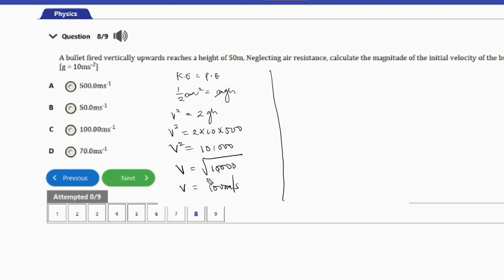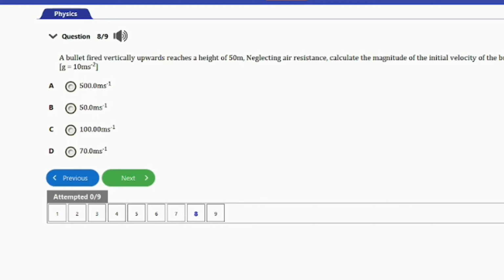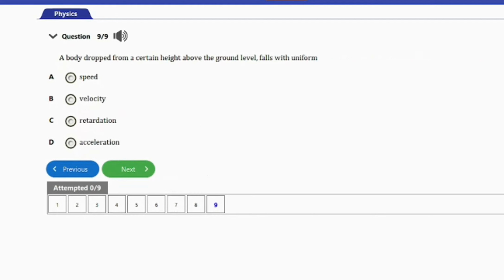So let's go ahead and consider the next question, guys, and that's the last. So the last question here, question number 9, says, a body dropped from a certain height above the ground level falls with uniform: A, speed, B, velocity, C, retardation, D, acceleration. So guys, the answer to the question here is acceleration. A body dropped from a certain height above the ground level falls with uniform acceleration.